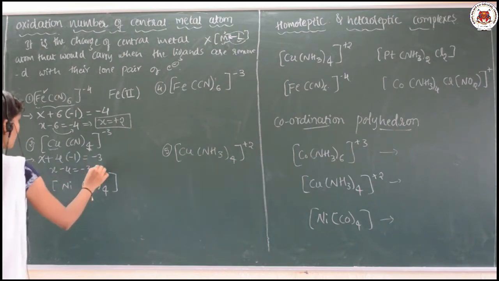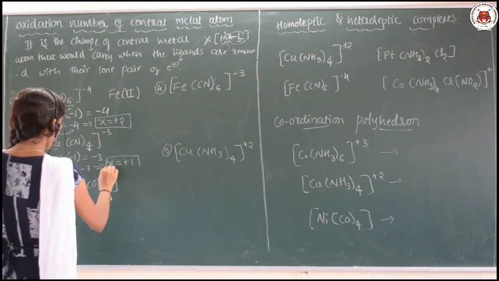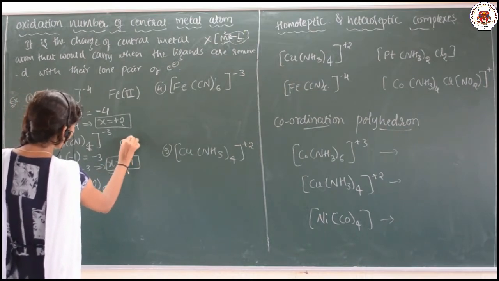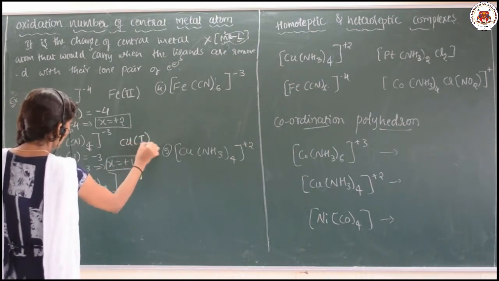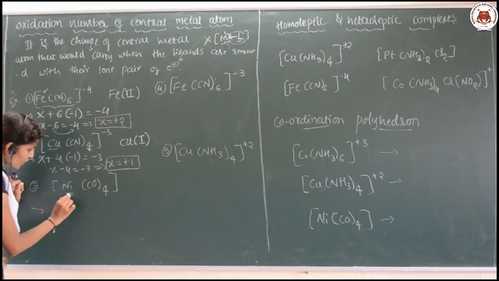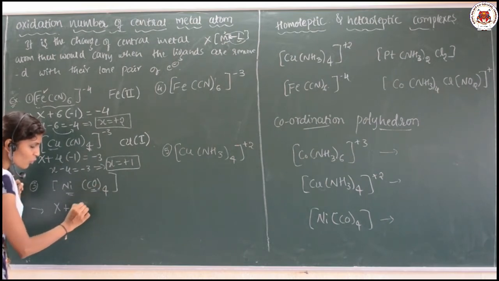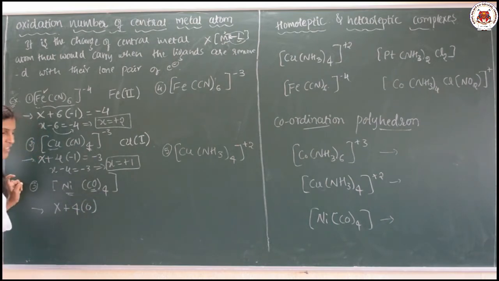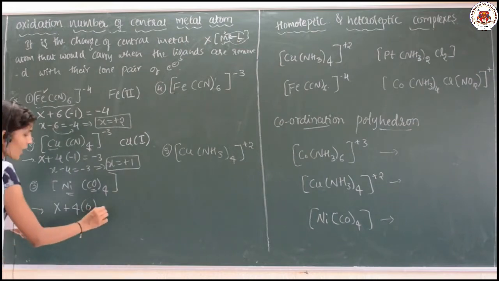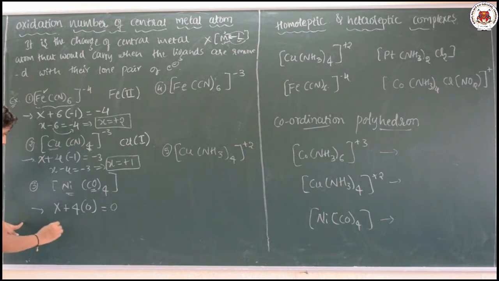Here X is equal to +1. So Cu can be represented like this, with a Roman numeral, as I said. Clear? So let us go for the third one. Here, nickel, the oxidation number of the nickel I need to calculate. X I will keep, +4 here, and this CO group has an oxidation state of 0, and I have to equate it to 0, since there is no charge.